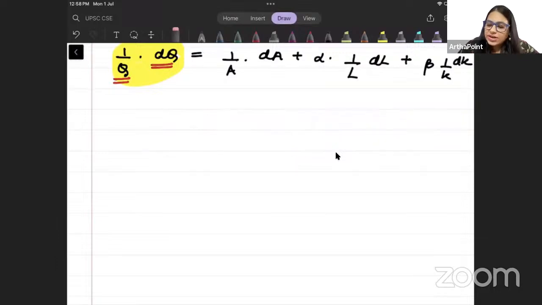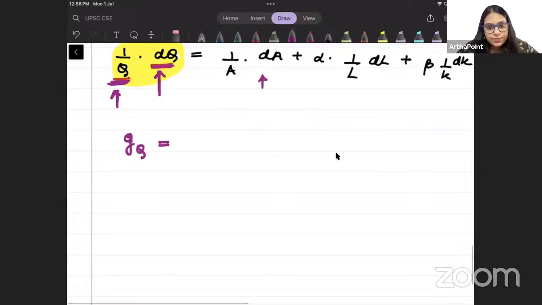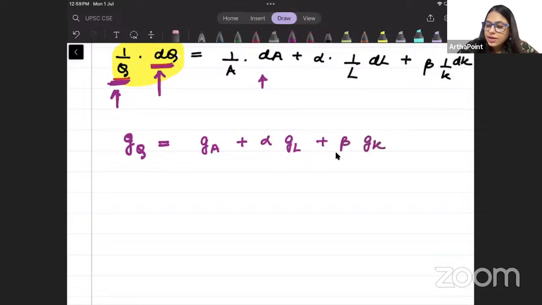So we can say that this is change in output divided by original value of output. So ये हो जाएगा growth rate of output. A represents the technology. So this is growth rate of technology plus alpha, growth rate of labor plus beta, growth rate of capital. And this is the equation in terms of growth. Important equation.